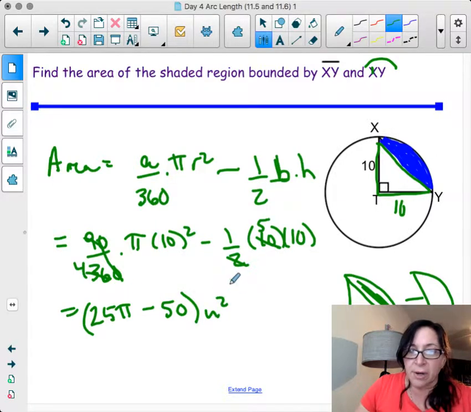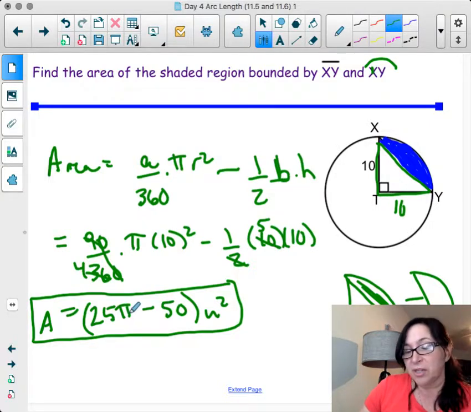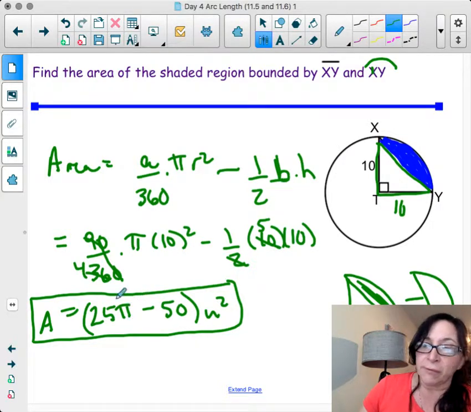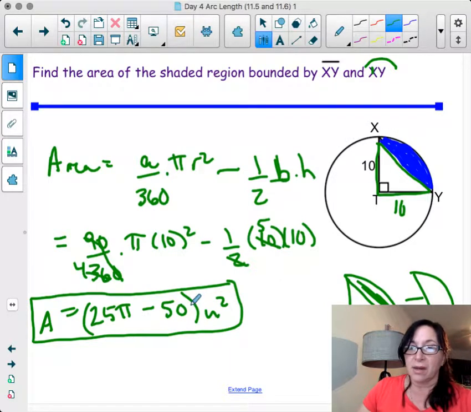It is units squared. I do want to make sure that when you do this, you don't add these up. Those are different. Unless you change pi to 3.14 and you multiply it by the 25 and then subtract 50, then you could get an answer.